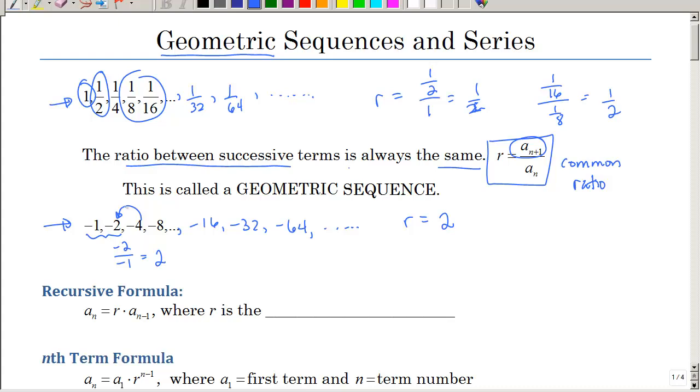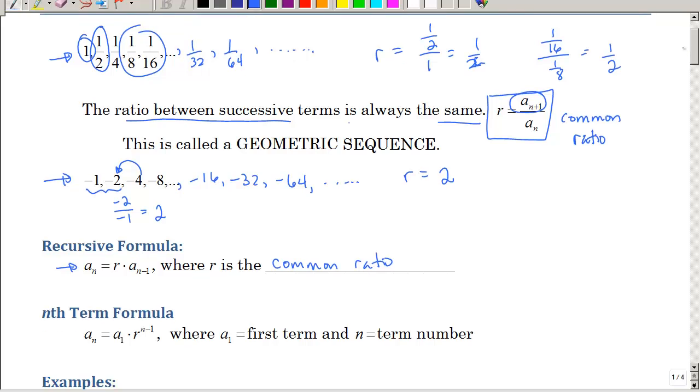Just like in arithmetic sequences, we had a recursive formula. We have that one here as well, meaning that you have to have the previous term in order to get to the next term, where R is called that common ratio. But just like in arithmetic, we also have an nth term formula that's probably going to be more helpful, which is this. So again, we have our first term, the term number, and then R, the common ratio.